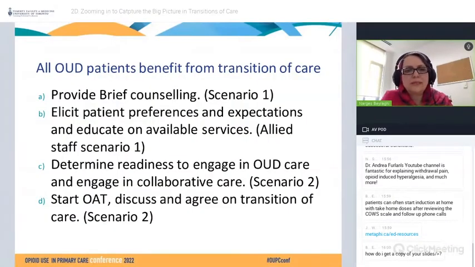Okay, so bringing back the discussion to our scenarios, brief counseling was something that happened in scenario one. Also in scenario one, our allied health tried to provide some educational material and discuss the available services. So scenario one covered A and B. What happened in scenario two was determined readiness to engage in opioid use treatment plus engaging in more collaborative care, and we try to start OAT and plan for transition of care.